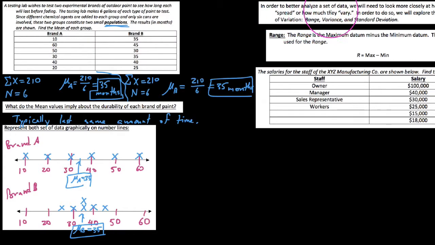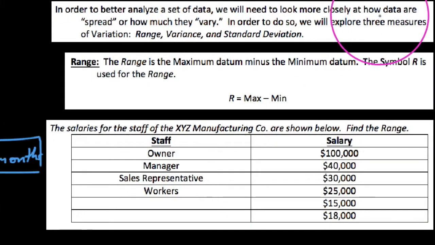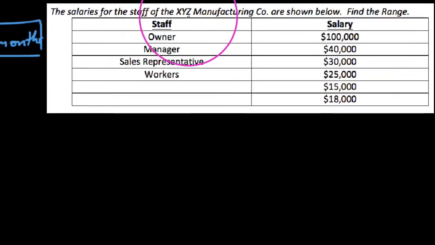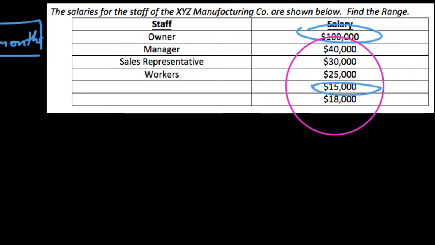In order to better analyze a set of data, we need to look more closely at how the data are spread, or how they vary. To do so, we have three measures of variation. There are only three that we typically use: the range, the variance, and the standard deviation. I want to remind everybody that the range is just the maximum value minus the minimum value. Say, for instance, the salaries of staff at XYZ manufacturing company are shown below. Let's find the range. Notice that the owner makes 100 grand. The smallest one here, one of the workers, makes 15 grand.